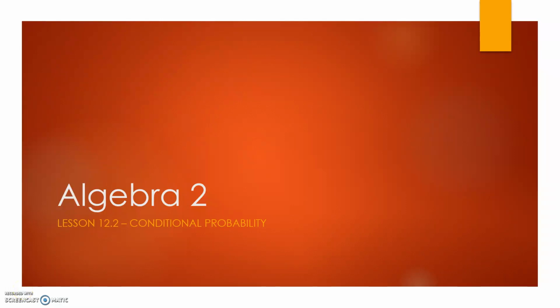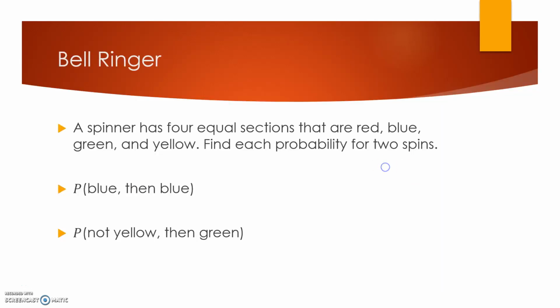Today we are going to continue in Unit 12 with Lesson 2. And today we're talking about conditional probability. So go ahead and get a bell ringer paper and start off by doing the bell ringer. And just pick two people to go up to the board and pause the video when you're done. When you finish the problems, come back and resume the video and we'll go over them together.